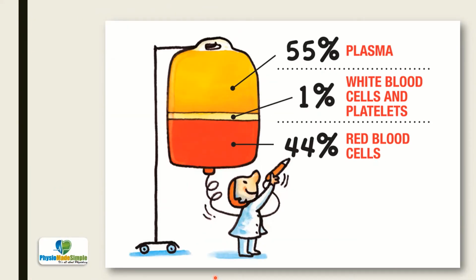The same is shown in this picture also. So the major part of blood is occupied by plasma, that is 55% is made up of plasma. Then 44% is occupied by the RBCs, and the remaining 1% is mainly the white blood cells and platelets.